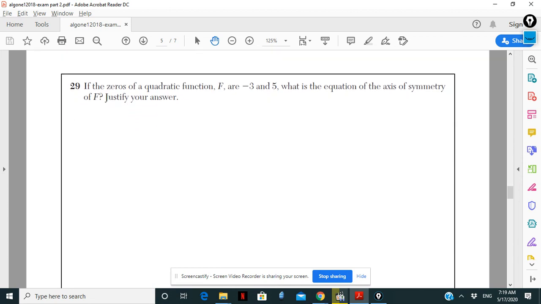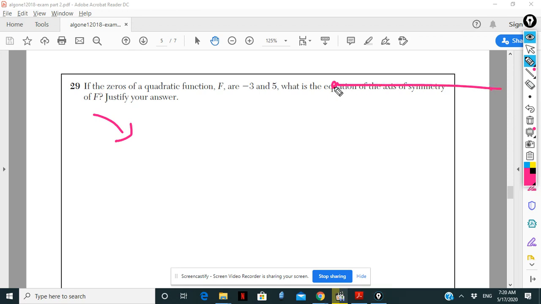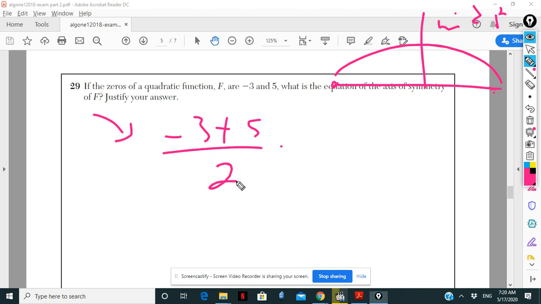Question number 29. If the zeros of the quadratic function are -3 and 5, what is the equation of the axis of symmetry? So the axis of symmetry, he's asking us about the vertex in another way. So we know the vertex, if these are the two zeros, it should be at the midpoint. So (-3 + 5) divided by 2 gives me 1.